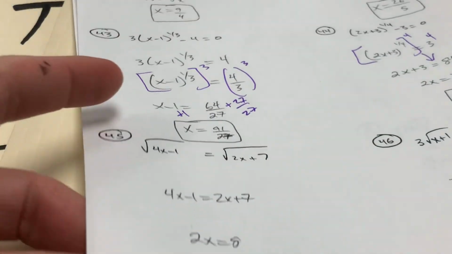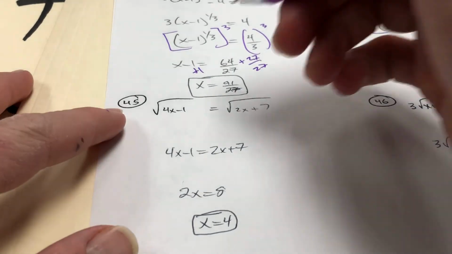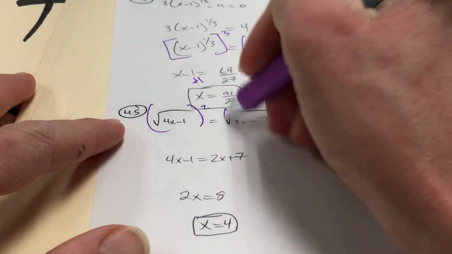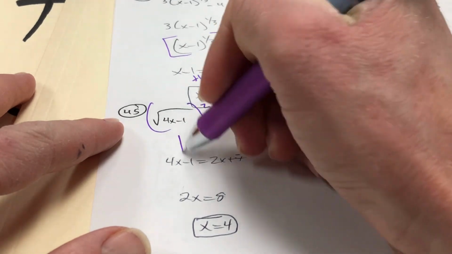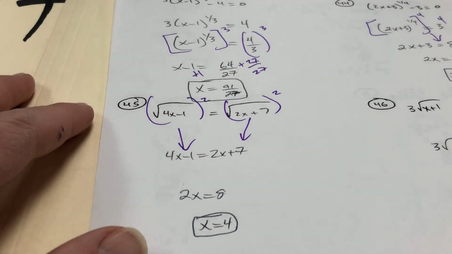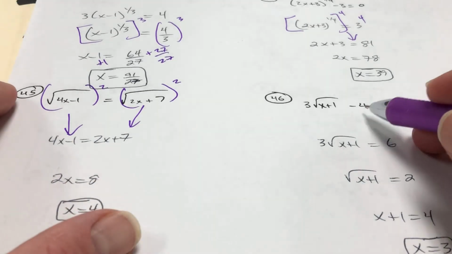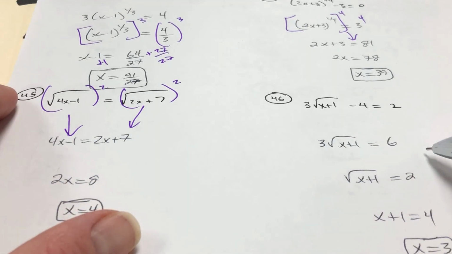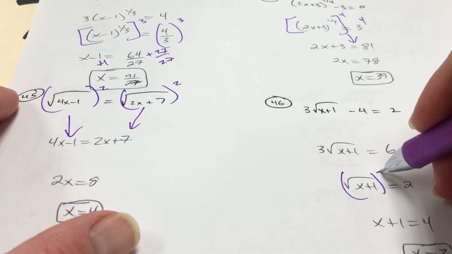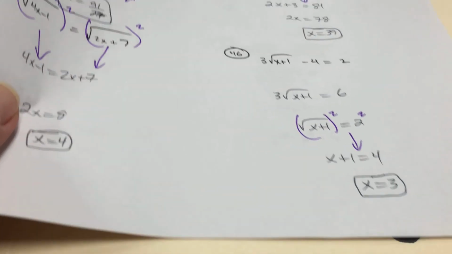All right, 45 is an easier version of 41 here. Going to square both sides. I'm going to add 4. Going to divide by 3. Going to square both sides. X is 3. All right.